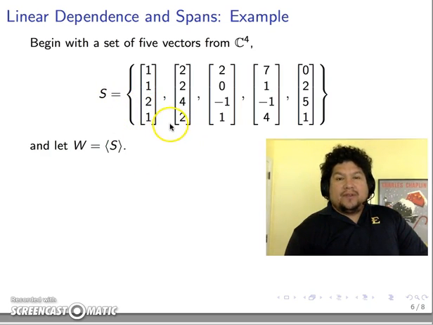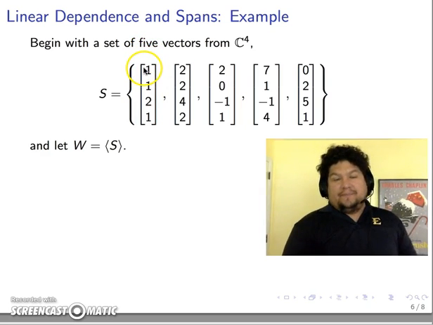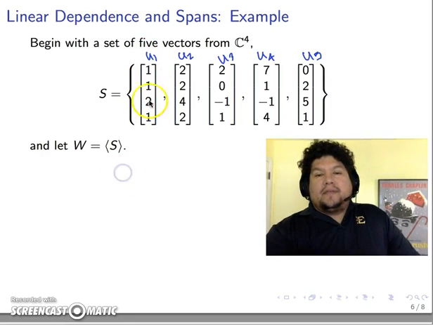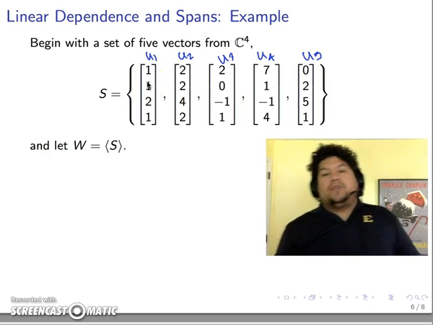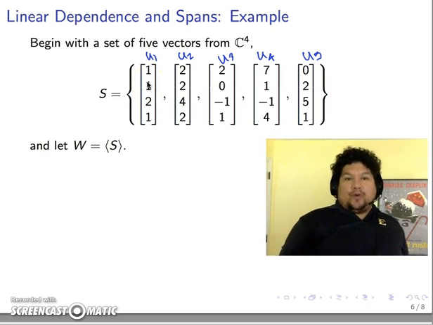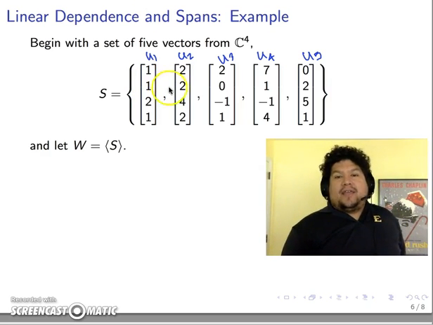However, we're going to use some row reduction in just one second. But I want to point out that as a set, these vectors we can call u1, u sub 2, u sub 3, u sub 4, and u sub 5. What we are going to address now is the dependence of the set S, and we're going to call the span of S W.